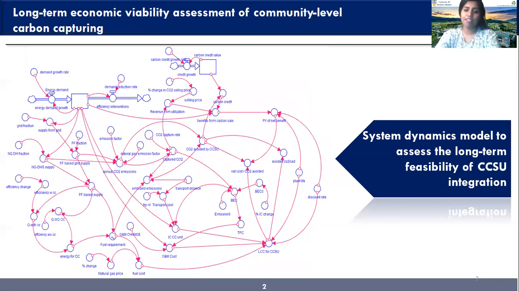Here you can see the developed system dynamics model. This was demonstrated for carbon capturing integration options for two provinces in Canada. They are British Columbia and Saskatchewan, which represent the least and most favorable regions for carbon capturing integration, based on the carbon dioxide load to be handled and the infrastructure availability.